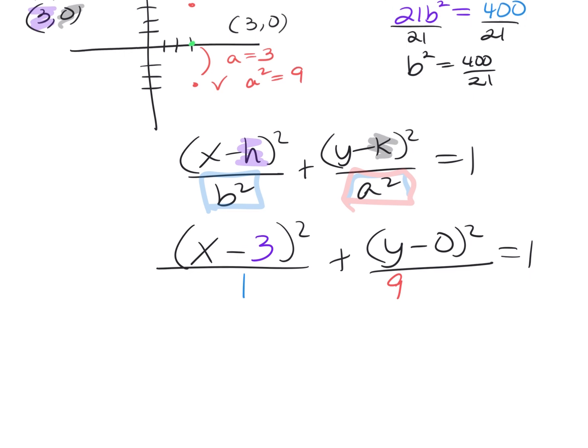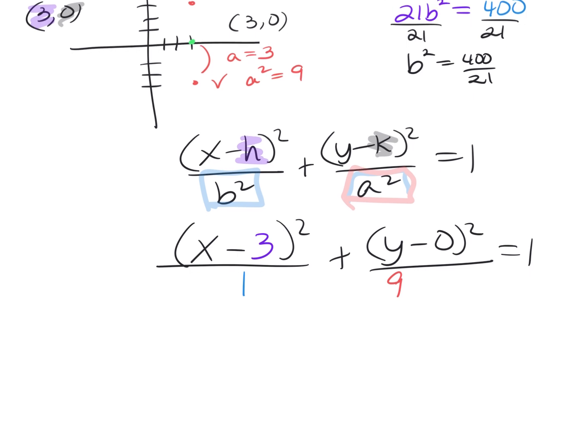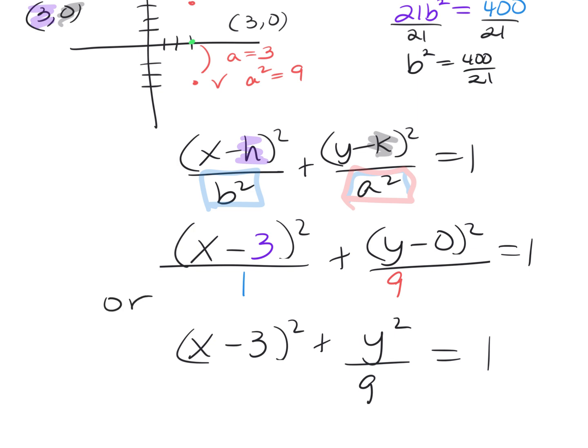Now, I'm going to get rid of the 1 and the 0. So my final answer here, I don't need to write that blue 1, x minus 3 squared. I also can get rid of the y minus 0 and just make it y squared over 9 equals 1. So be able to recognize it simplified by getting rid of the 1's in the denominator and getting rid of the minus zeros.